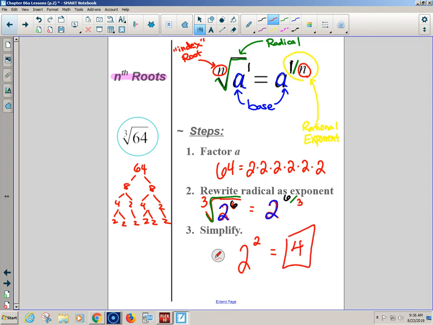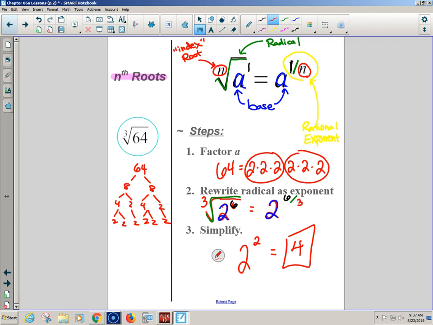How is that the answer? We're looking for sets of 3. Do you guys see that up here we could have split this up into 2 sets of 3? Who had a set of 3? 2 did. Who had a set of 3? 2 did. What's 2 times 2? 4.